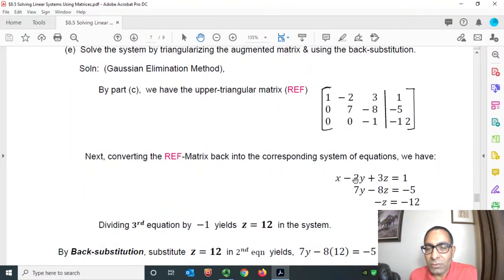So x minus 2y plus 3z equals 1. From here, x times 0 is 0, so start from y. 7 times y minus 8z equals -5. And from the last row, this gives us simply negative z equals -12. So now we have the system here.